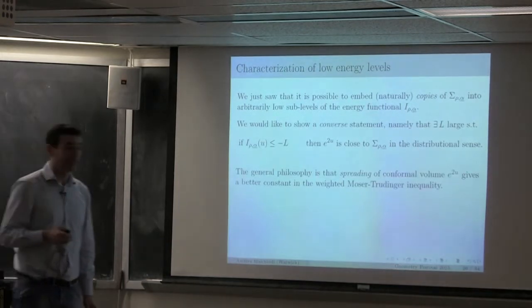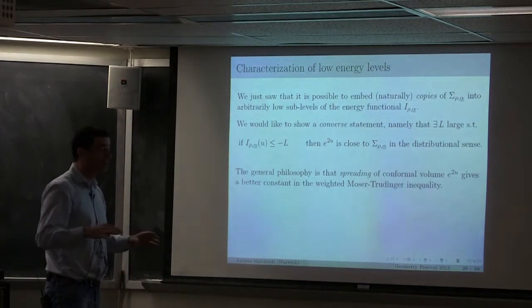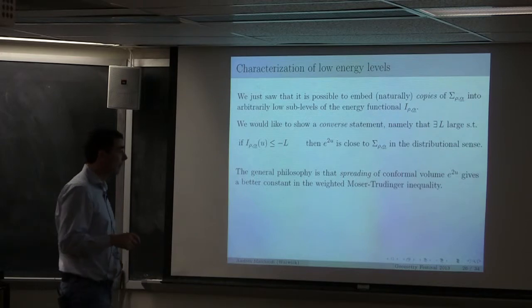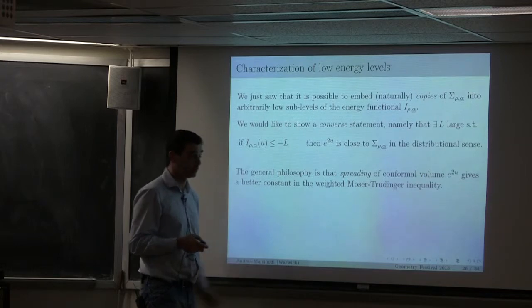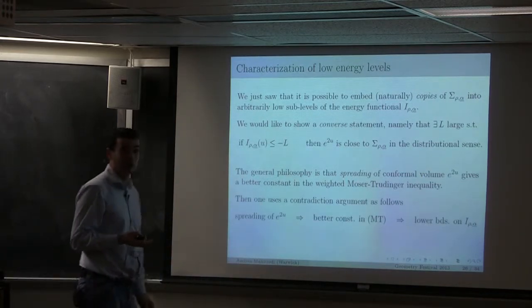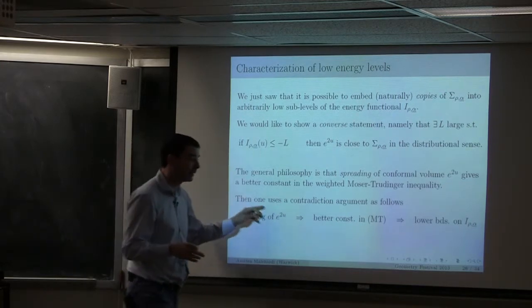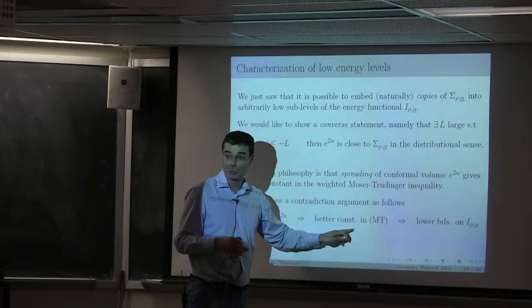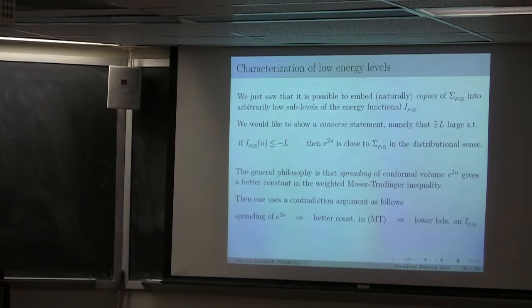Okay, and to do this, the general philosophy is that a spreading of conformal volume of the surface gives indeed a better constant in the weighted Moser-Trudinger inequality. Okay, and then you proceed in this way. So you use a contradiction argument as follows. Suppose you have spreading of conformal volume. I claim that you get a better constant in the Moser-Trudinger inequality. And if you get a better constant, it means that you can more easily control the logarithmic term in the functional, so the tricky term.